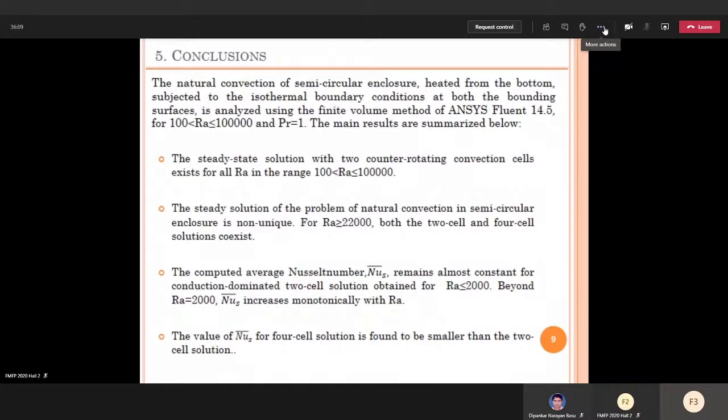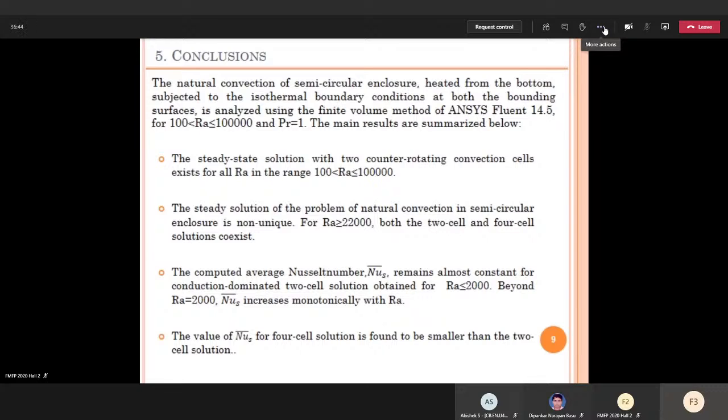So the first conclusion is that a steady state solution with two counter-rotating convection cells exists for all values of Rayleigh number that have been studied in this investigation. Secondly, it has been found that the steady solution of the problem is non-unique. Particularly, it has been noted that as the Rayleigh number exceeds the value of 22,000, there are two solutions. Apart from the 2-cell solution, another solution with 4 cells appears, and that persists as long as the Rayleigh number is greater than 22,000.